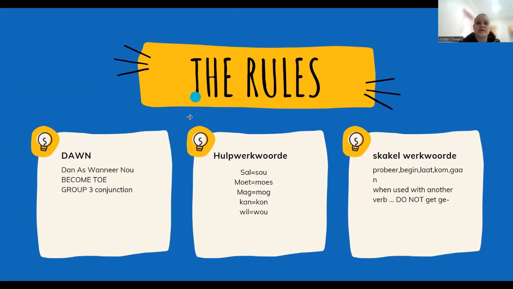Our next rule is ons hulpwerkwoorde. These are words like sal, moet, mag, kan en wil. These words all need to change in the verlede tyd. So sal becomes sou, moet becomes moes, mag becomes mog, kan becomes kon, and wil becomes wou. Then we have our skakelwerkwoorde: probeer, begin, laat, kom en gaan. When these are used as verbs but they have a second verb with them, they don't get a ge. So you won't say gegaan if it says gaan speel. It would just be gaan speel. You won't have to add a ge in that sentence.